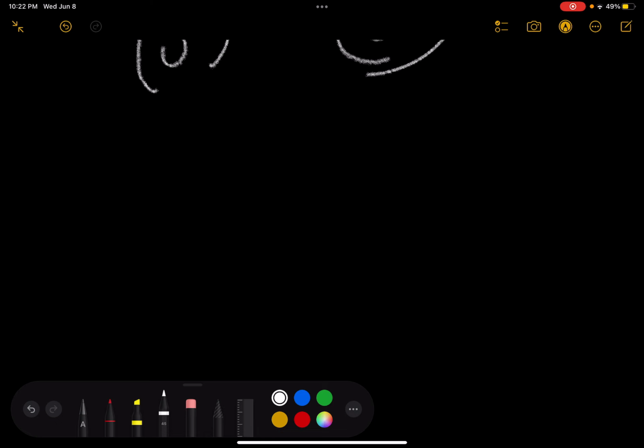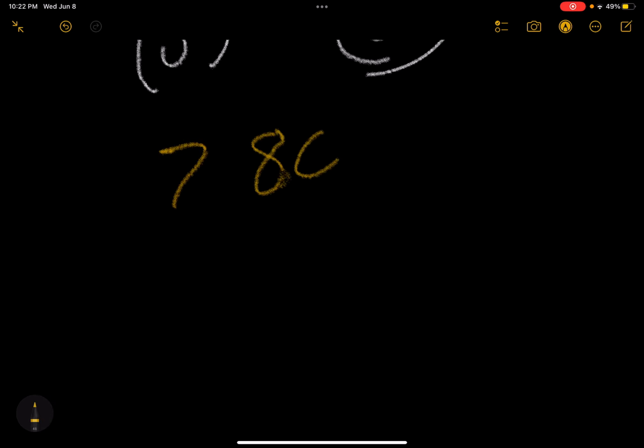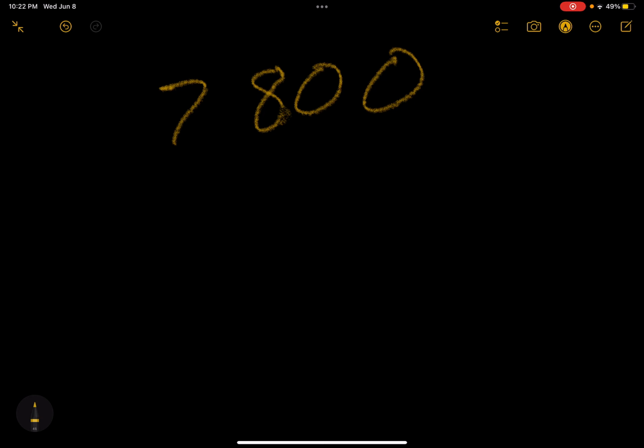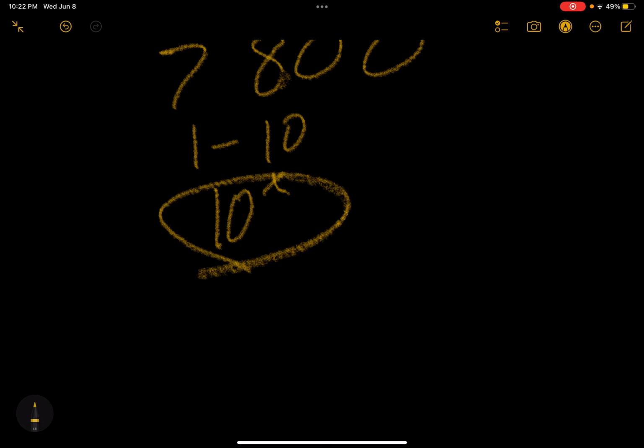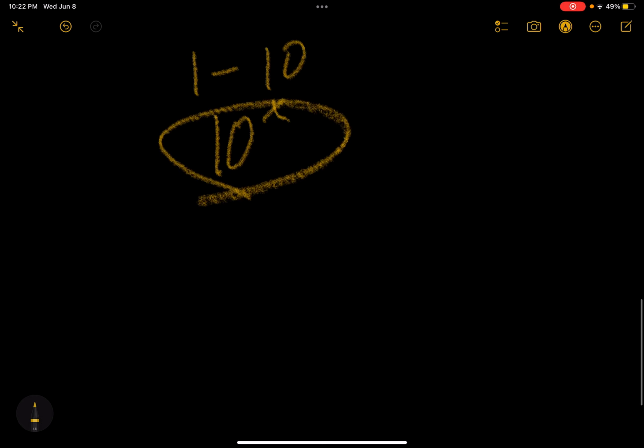Here's where stuff might get a little tricky. If you don't know scientific notation, here's what it is. Let's just say we have 7,800, and we will run through this in scientific notation. Scientific notation is any number between 1 and 10 times a power of 10. It has to be a power of 10. It could be a negative or positive exponent, it doesn't really matter.